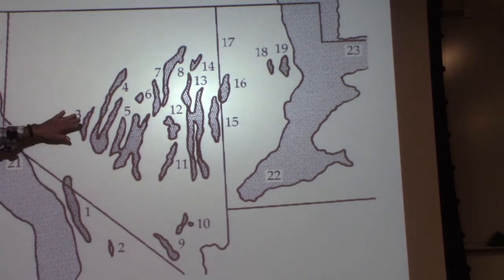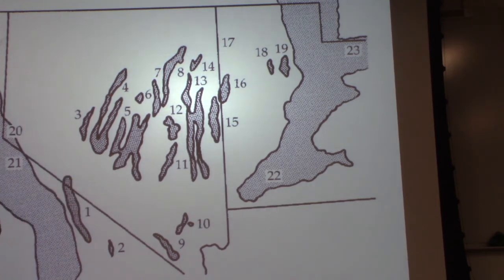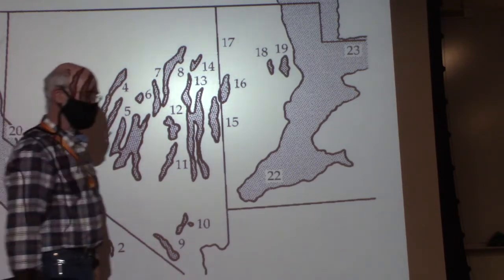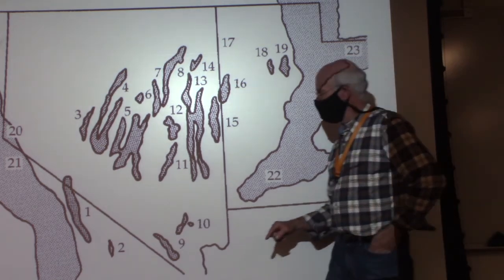If you were to go to these things and say, okay, let's measure the area of each of these islands and do that same sort of graph, number of species against area, you would find exactly the same pattern that we had before.